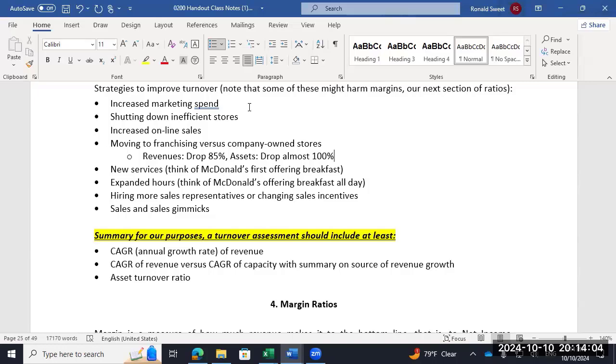Now, some people argue that that's not true because McDonald's is a real estate company and it's actually owning all this real estate, but that's the turnover of the real estate operation. I'm talking about the turnover of their fast food restaurant. It's a very different kind of thing.